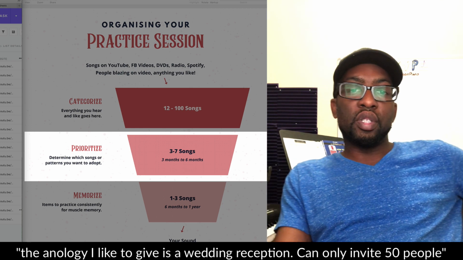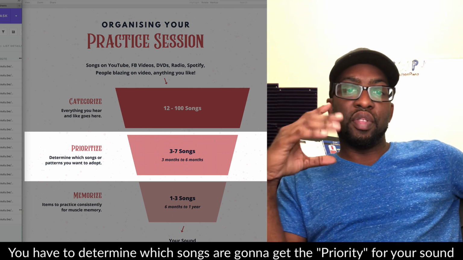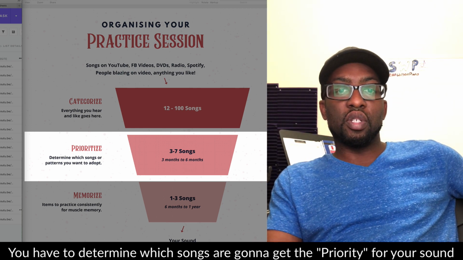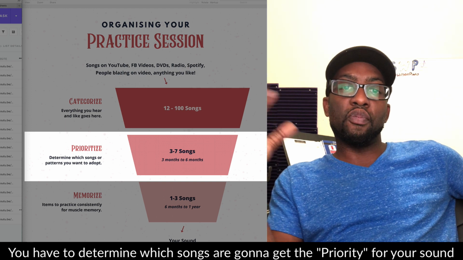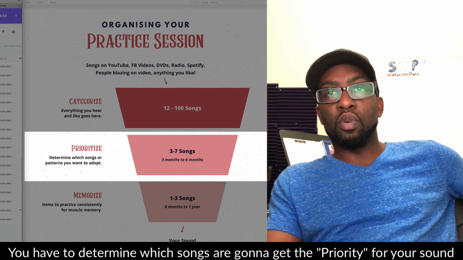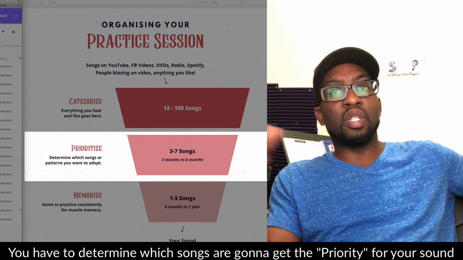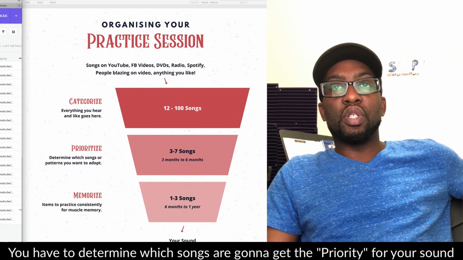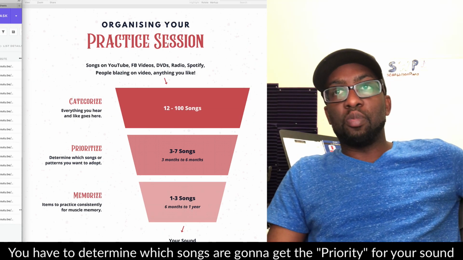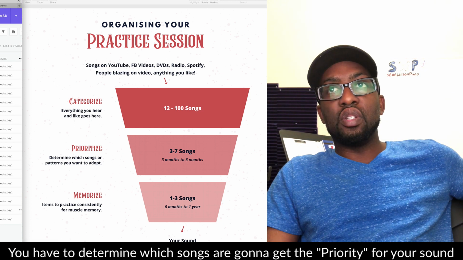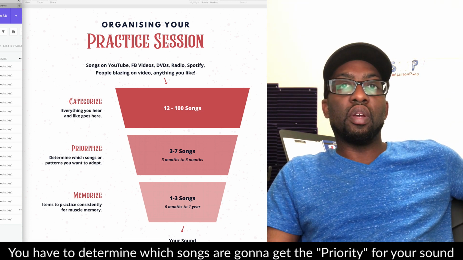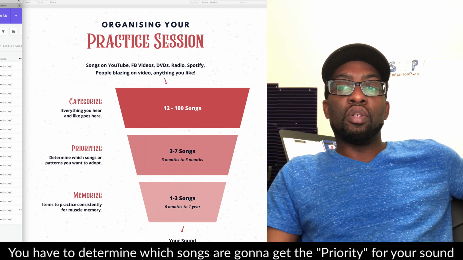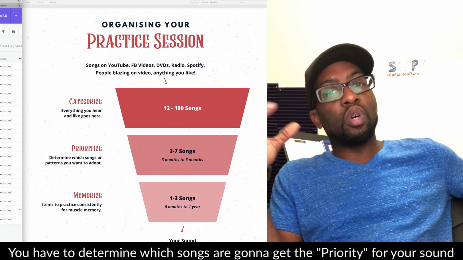And so in the priority section of this, you have to make tough choices on what songs you really want to focus on. And this is very important for us to do, and some of us aren't doing that. We just have one big list. So you can't focus on everything. For the prioritized section, I have 3 to 7 songs, okay? And these are songs whose sound you really want to develop.